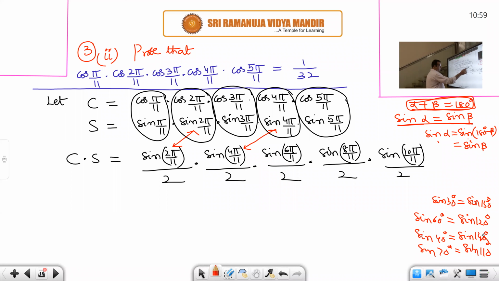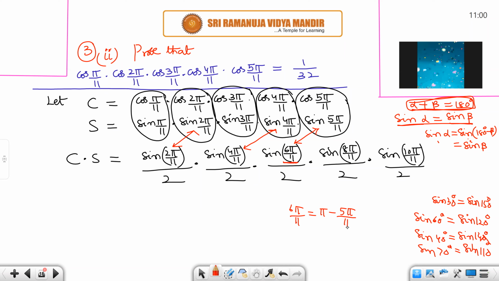Correct. That is why these two are equal. Because this 6 pi by 11 can be written as pi minus 5 pi by 11, so they will be equal. Next, what? Tell me which are equal. Sine 8 pi by 11 and sine 3 pi by 11, sir. Correct. This 3 pi by 11 will be equal to this 8 pi by 11, because their sum is also 11 pi by 11, that is pi.